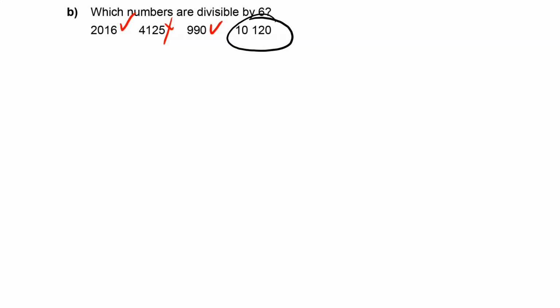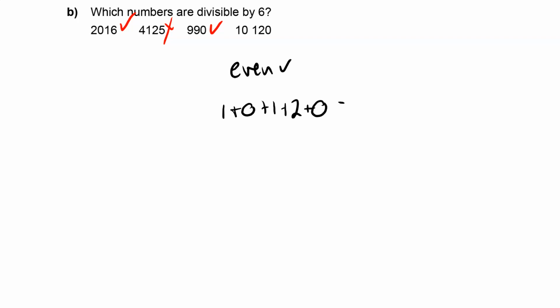Finally, 10,120. Is the number even? Yes, it is. So we can say that it meets the first test criteria, that it's even. Then 1 plus 0 plus 1 plus 2 plus 0 is equal to 4. But 4 cannot be divided evenly by 3. So it doesn't meet the second test, and therefore we have to say that 10,120 is not divisible by 6.